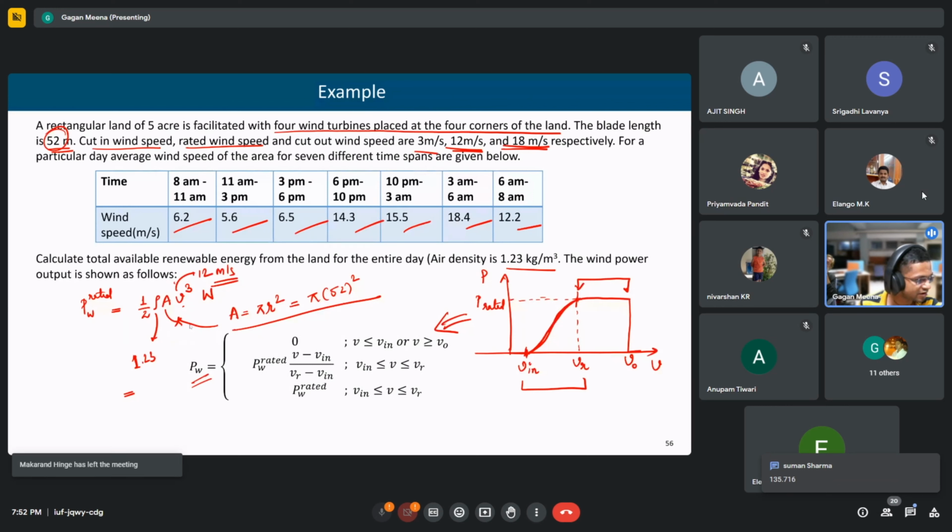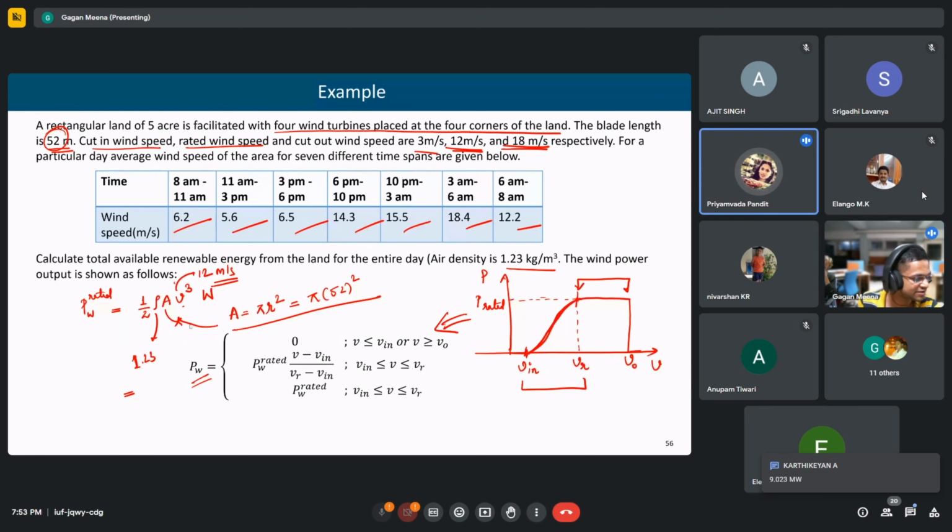135.716. Is this watt, kilowatt, or megawatt? Please always specify the units. No, this is not correct. It means you have made some mistake. Also, 135 watts is a very small amount, that much energy we can easily consume at home. This is a 5 acre land, so generation should be large.